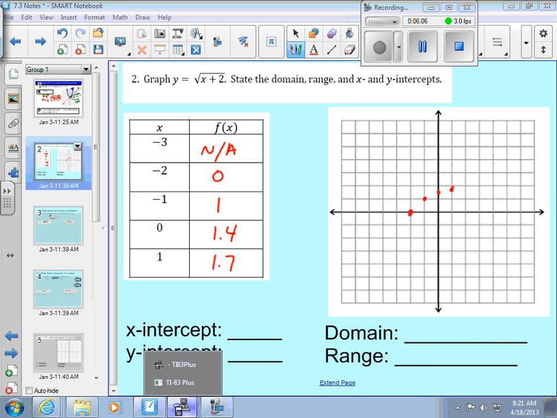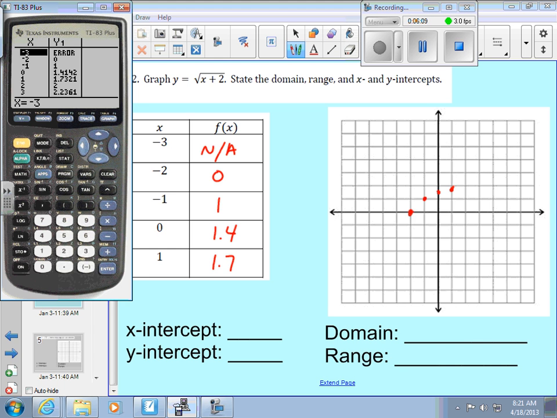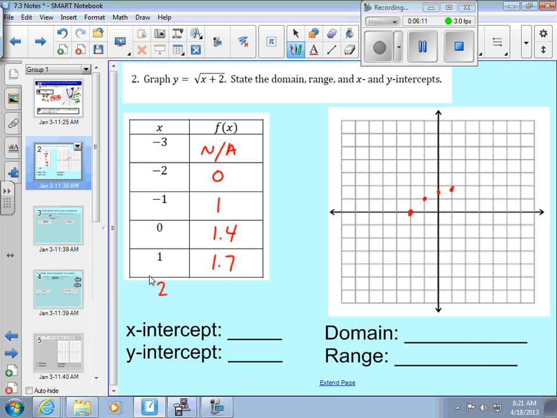If we look at just one more number, it looks like at 2, the value is 2. So we could graph that one too. 2, 2 is a point. And you get kind of that sideways parabola looking graph.